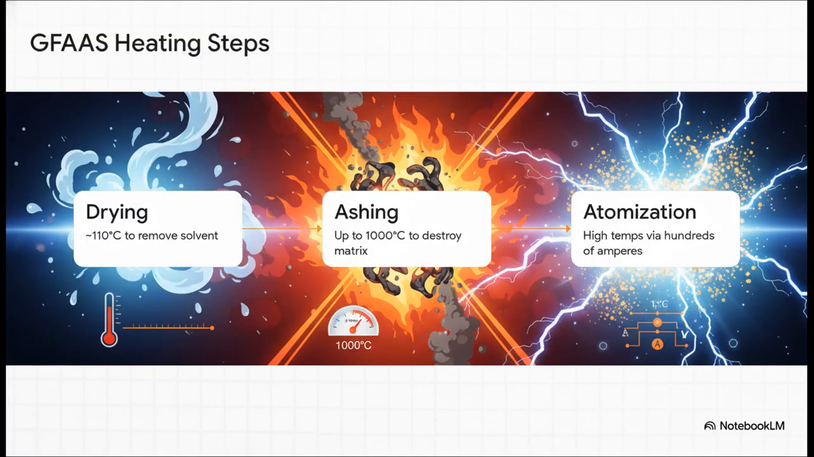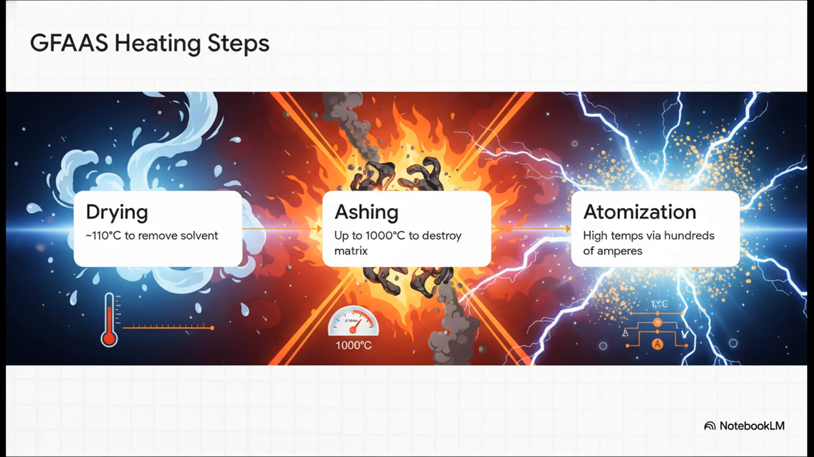When you're using electrothermal atomization, your tiny sample goes through a literal trial by fire. It's a highly controlled, intense three-step process. First up, drying. We bring it just above 110 degrees Celsius to gently evaporate the solvent without aggressively boiling it. Next, we crank the heat up to around 1,000 degrees for the ashing phase. This physically burns away all that complex, gunky organic matrix.